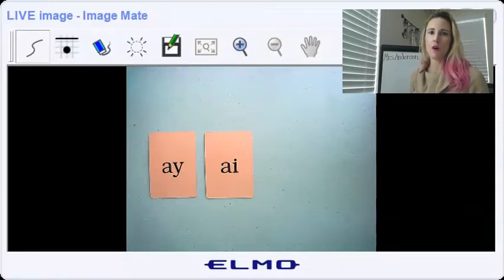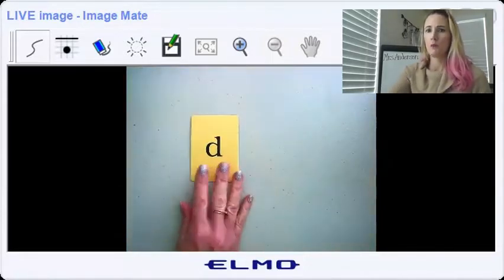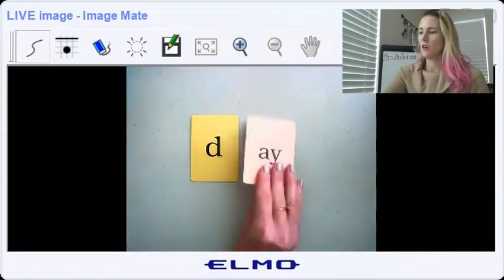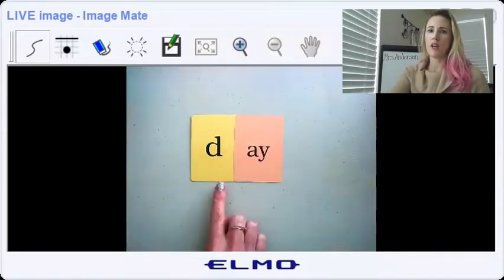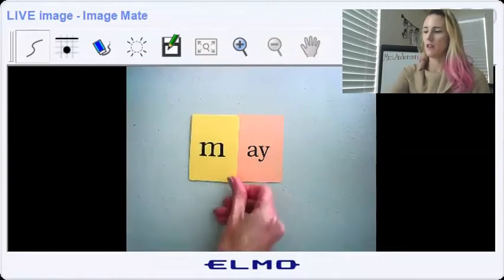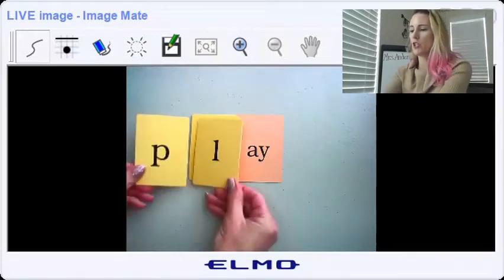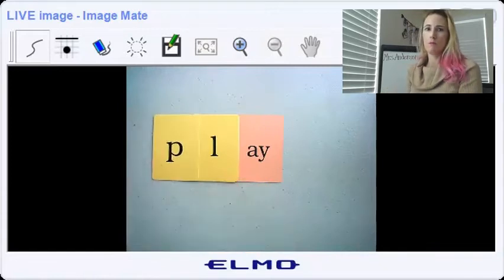We're going to talk about how you know which one to use when you are spelling these words, and we'll get to that after we look at our words. So I'm going to start first placing some of our letters here, and we're just going to blend these words. So we have day. We can change that to may. May can change to play.